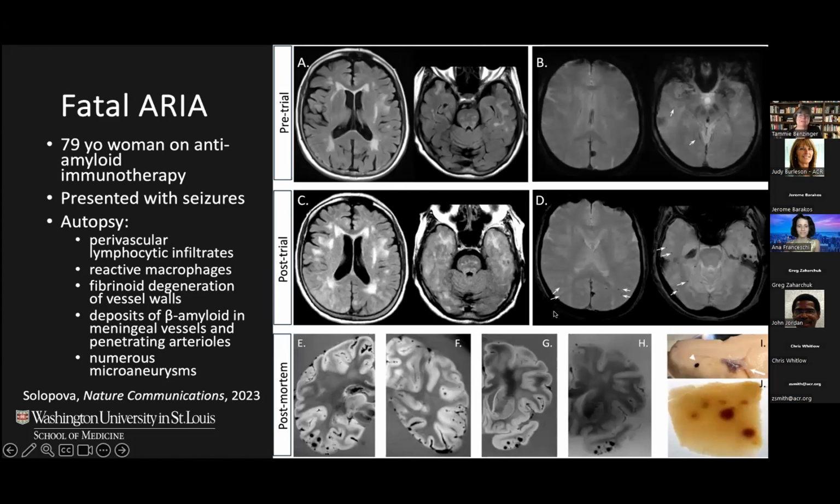And an autopsy, so there are not very many autopsy cases for us to rely upon, but this particular case had lymphocytic infiltrates, reactive macrophages, some deposits of amyloid in blood vessels, particularly meningeal, and numerous microaneurysms. So this is what we're watching for with all of the surveillance MRIs, and this is what we want to catch early to prevent it from becoming a fulminant case.